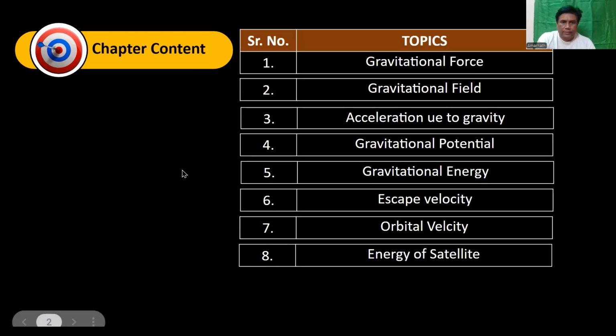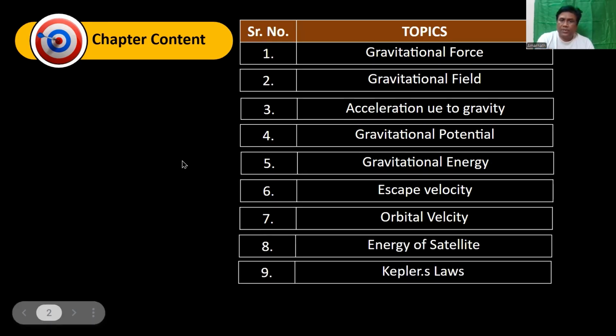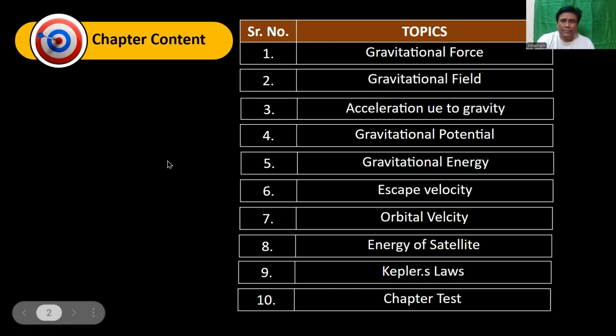The ninth point is Kepler's laws. We have three laws: law of orbit, law of area, and law of time period. We'll discuss all these things. Then finally we'll have a chapter test. With this sequence we are going to discuss. At the very beginning, what I'm going to discuss today is gravitation and what is gravitational force. That will be today's discussion. And I hope you have copied all these things.